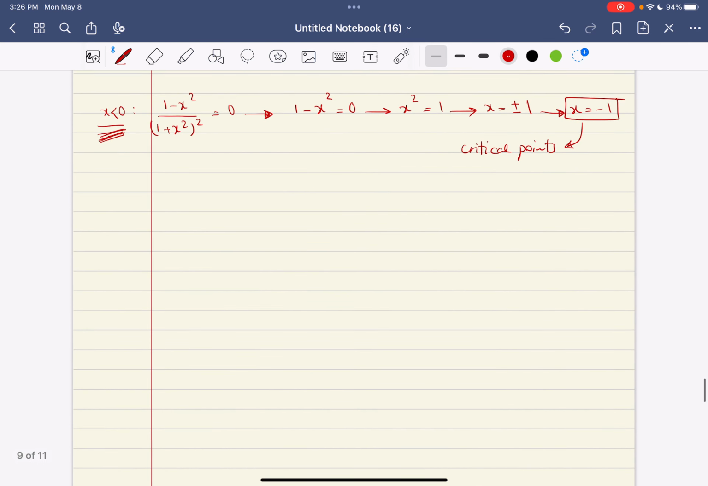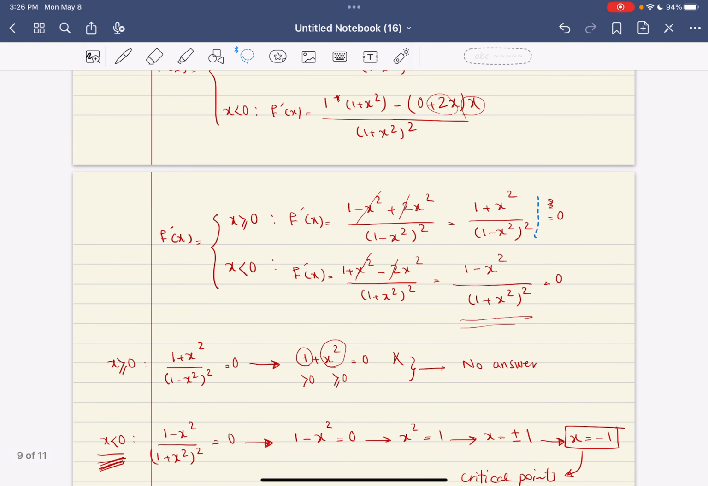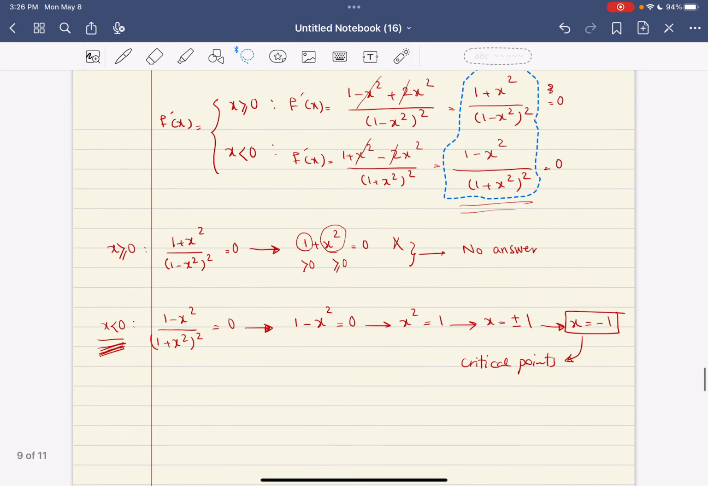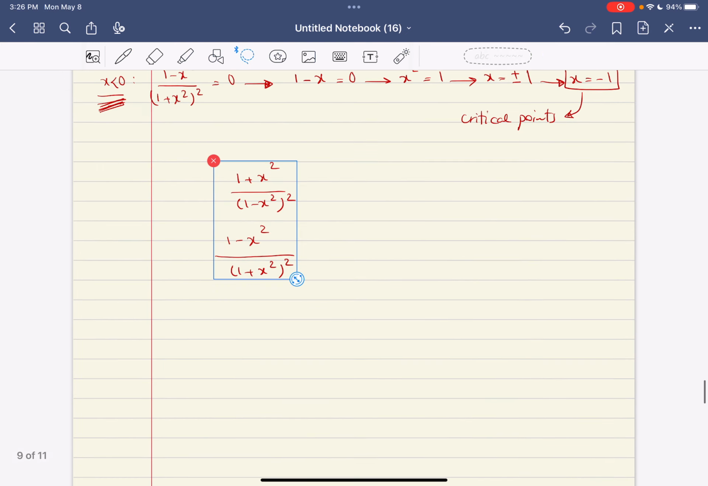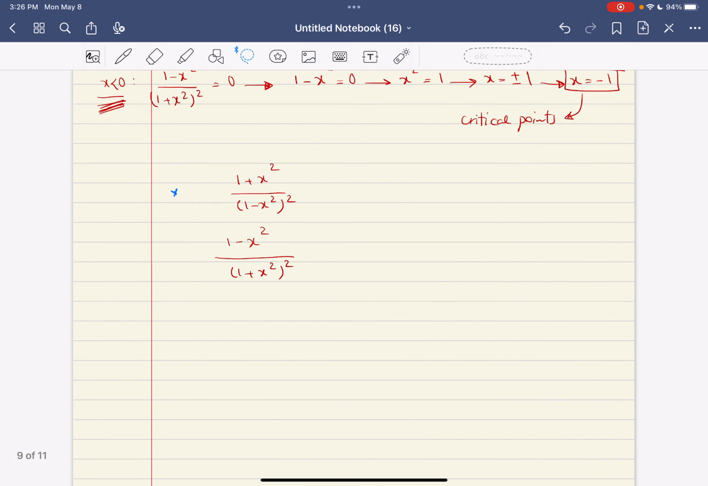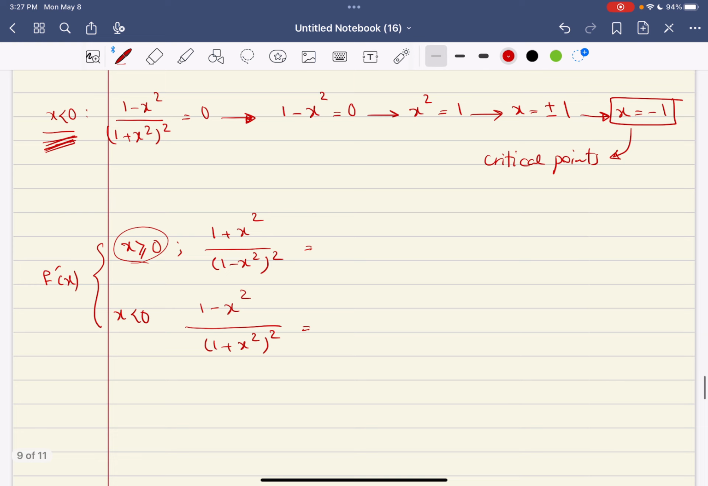So I'm going to copy the f prime x's to a new line, like this. It was for x greater than 0, x less than 0. This is f prime x. So let's put x equal to 0 into both parts and see what the answer would be.